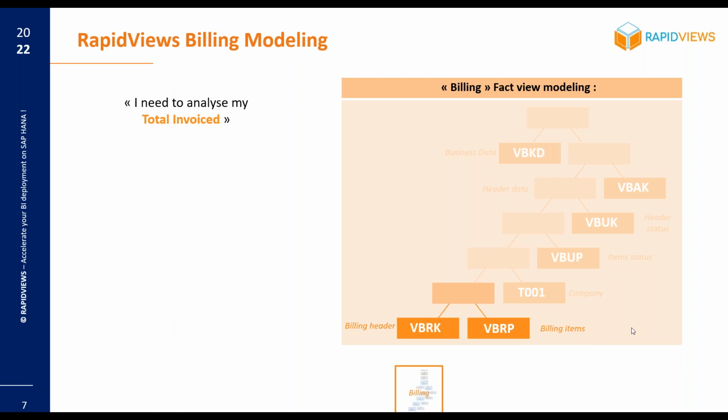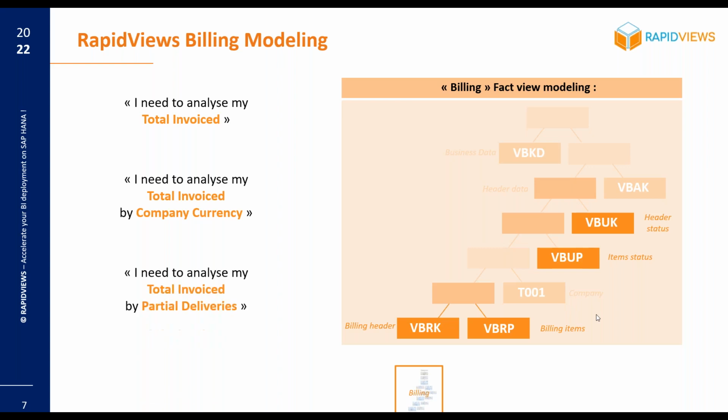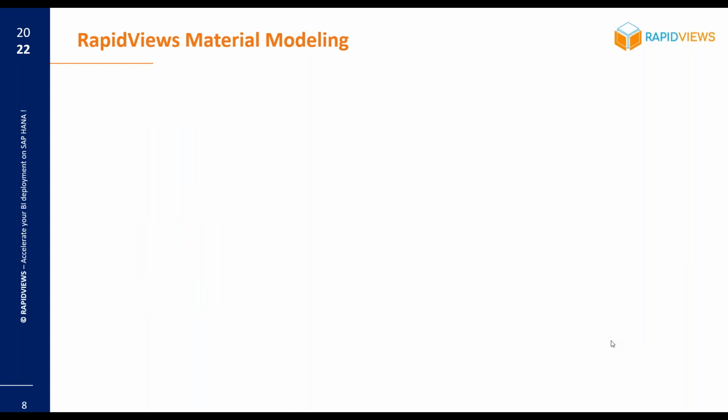If I want to analyze my total invoice, I need to select these tables. If I want to analyze my total invoice by company currency, I need to use these tables, the T001 company. And to analyze my total invoice by partial deliveries, I need to add the item status and the header status. So I need to know quite a lot of things.